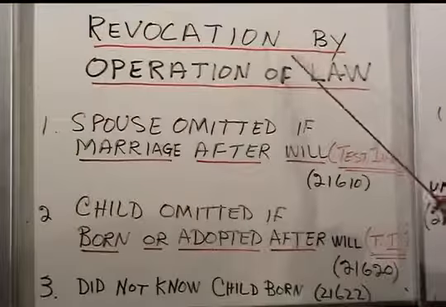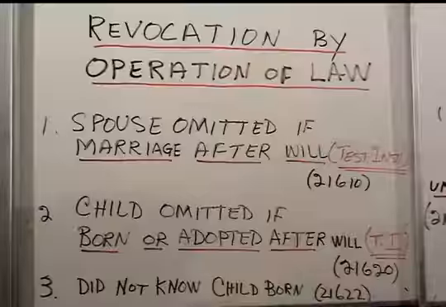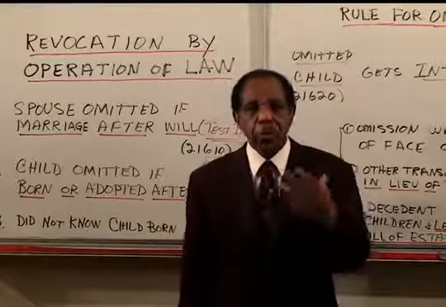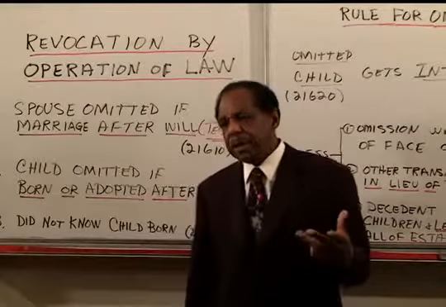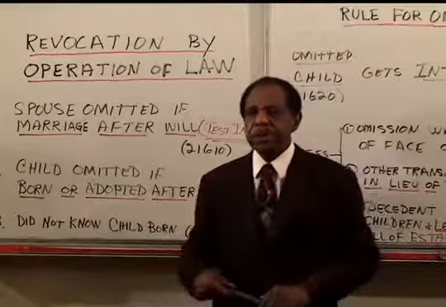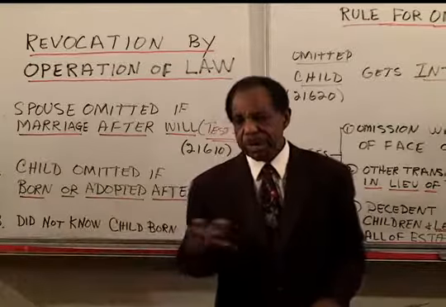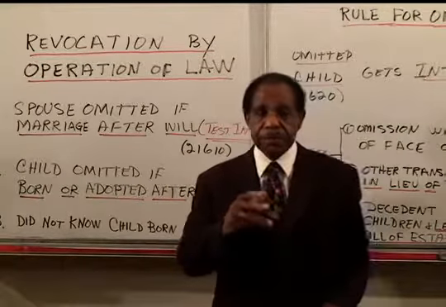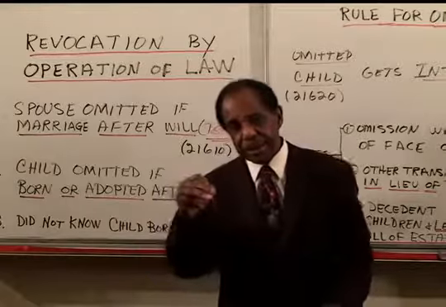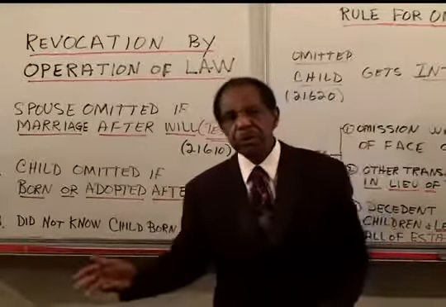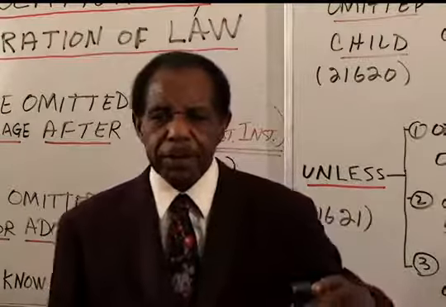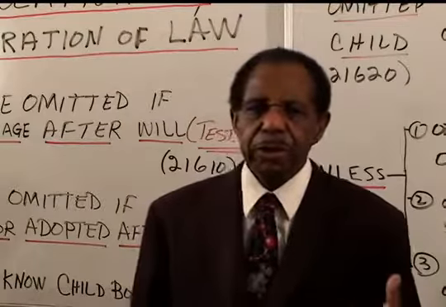Now, looking at revocation by operation of law, one more very important thing you need to know here is that revocation by operation of law is the way that the family protection statutes are carried out. It used to be in the old days, after 1540 when the statute was written, that if a woman got married, her will was revoked entirely. If a man got married and had a child, an heir, then his will was completely revoked. And this went on for years, where if your circumstances changed, the will got revoked.